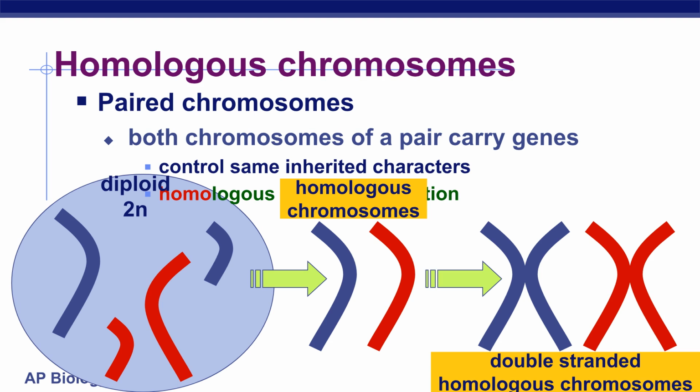Homologous chromosomes are paired chromosomes that carry genes controlling the same inherited characters. Both chromosomes of a pair carry the same information. In diploid cells, chromosomes exist as homologous pairs. These chromosomes duplicate to form double-stranded homologous chromosomes.